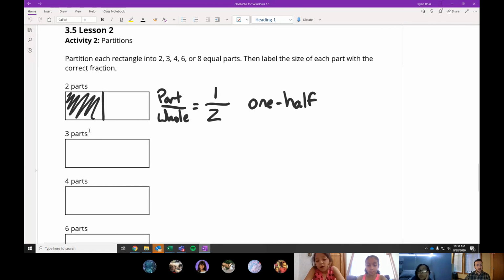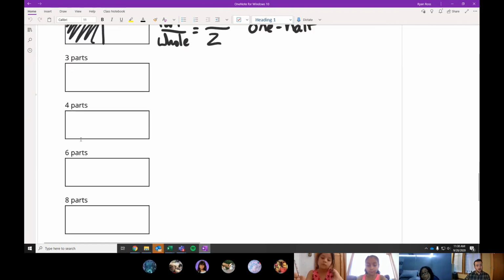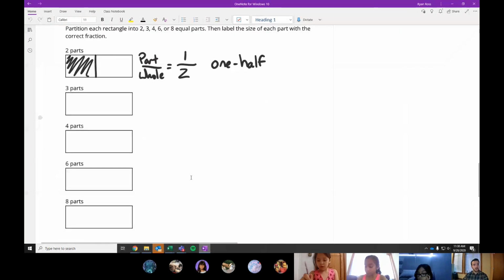So I want you to do this for each of these rectangles. There's one for 3 parts, 4, 6, and 8 parts. That's all you're doing for the homework, okay? You're just cutting up those rectangles, not literally with scissors, but drawing the lines to separate into equal pieces and writing the fraction that each of those pieces represents. Any questions on what's expected of you on the homework? No questions. Okay, I'm going to stop the recording real fast.